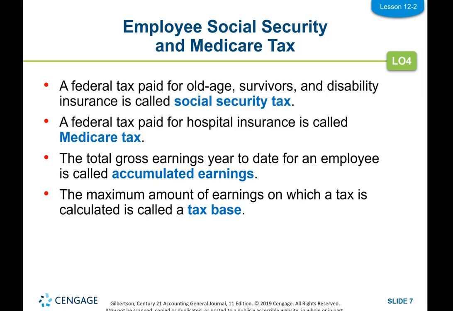A federal tax paid for old age, survivors, and disability insurance is called Social Security tax. A federal tax paid for hospital insurance is called Medicare tax. The gross earnings year to date for an employee is called accumulated earnings. The maximum amount of earnings on which a tax is calculated is called a tax base.